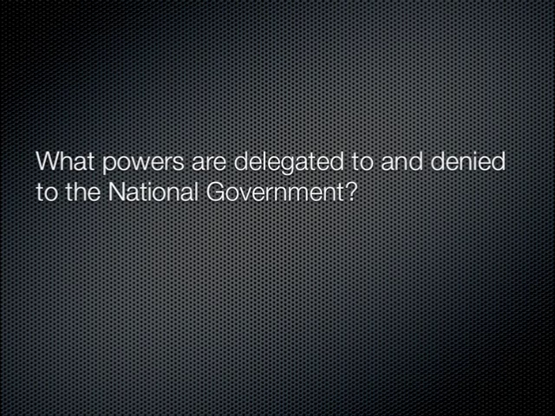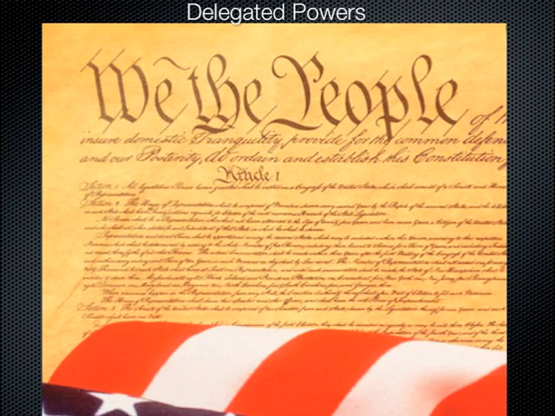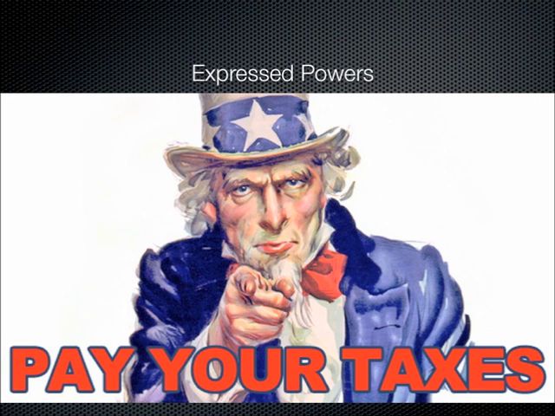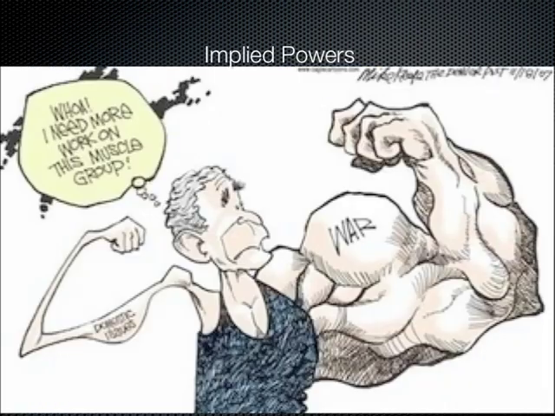What powers are delegated to and denied to the national government? The national government is a government of delegated powers, meaning that it only has those powers delegated, meaning granted to it, in the Constitution. There are 3 types of delegated powers. The express powers are those found directly within the Constitution. The implied powers are not expressly stated in the Constitution, but are reasonably suggested or implied by the express powers.